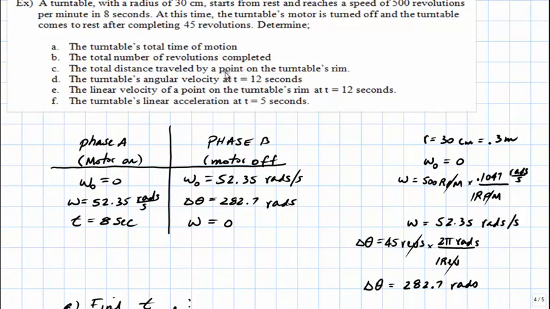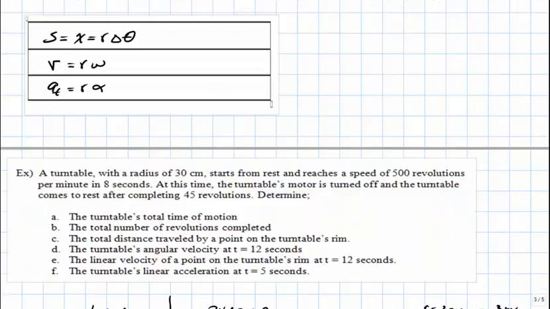In part C, we would like to determine the total distance traveled by a point on the turntable's rim. That distance can be determined through the relationship S equals R delta theta. Of course, S refers to distance or arc length, and so does X. And delta theta refers to the total angular displacement, which we just determined. So this is the equation that we're going to apply.